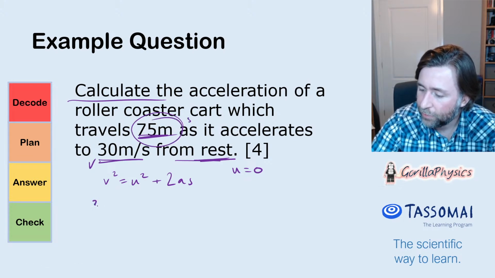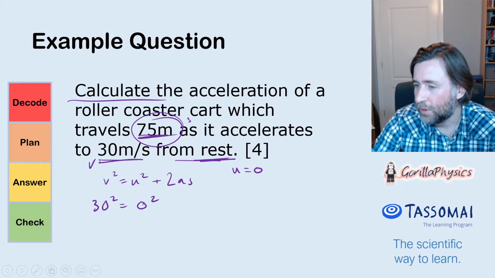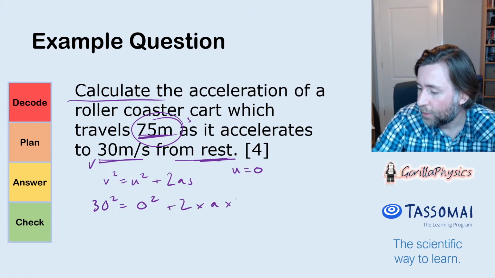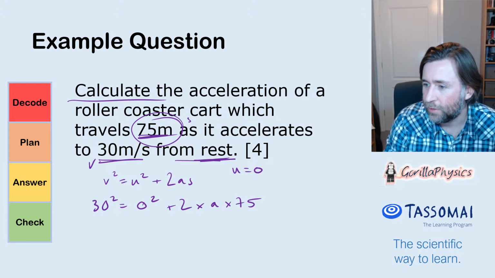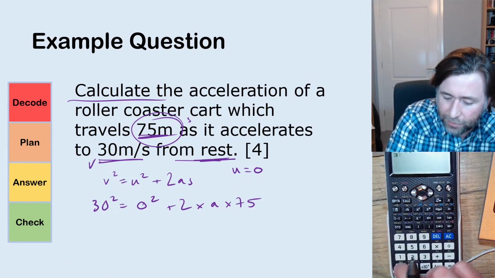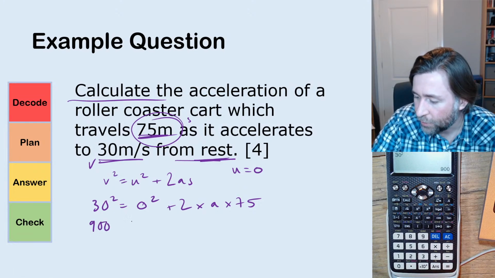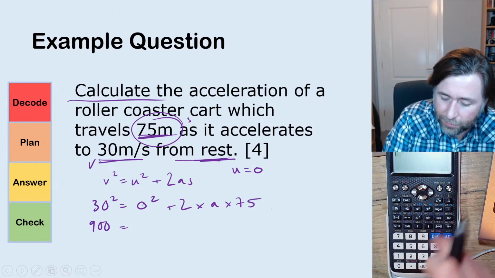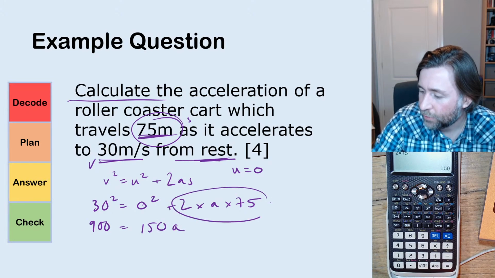So let's put in the numbers we know. 30 squared equals 0 squared from rest, so initial was 0, plus 2 times the acceleration, which is the value we want, times 75 meters. Okay, now we can simplify where we can, so now's the time to go to the calculator. Let's just do 30 squared in the calculator. And if some of you are very confident, then you can go ahead and rearrange before you do this, absolutely, but I would stick to this. 0 squared is 0, so we can now just ignore that bit. Times 2 times 75, what's 2 times 75? It's 150, 150a, so that just simplifies all that jazz.